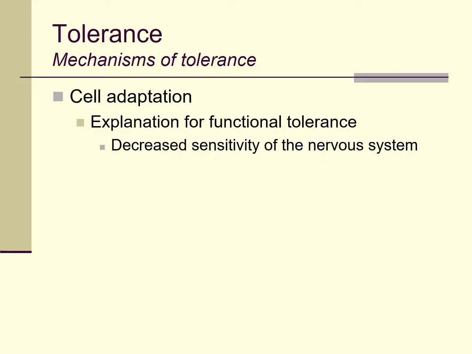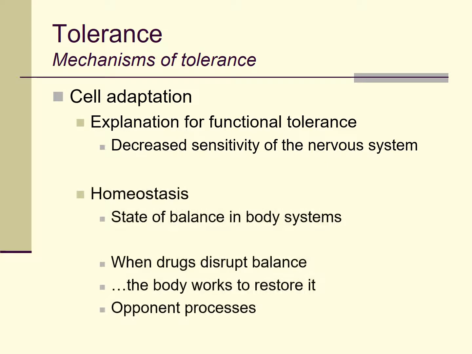Now recall that functional tolerance is tolerance that happens when the nervous system becomes less sensitive to a given drug at a given dose. And cell adaptation is thought to be a manifestation or an aspect of the body's attempt to maintain homeostasis. Homeostasis refers to a state of balance within the activities of different body systems. So we can think of simple examples: if your heart rate accelerates, your body will work generally to decelerate your heart. If your digestive activity increases, your body will work to decrease activity.